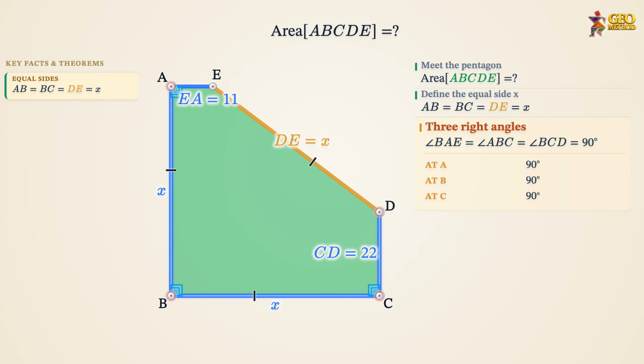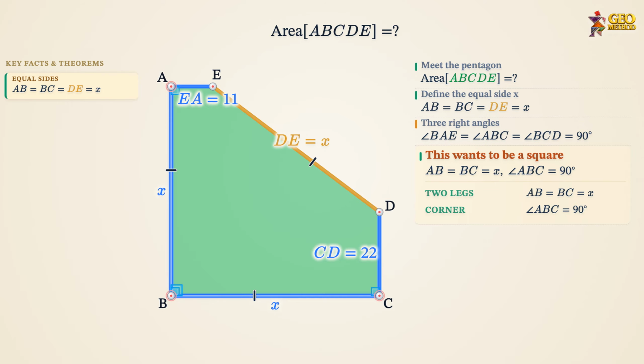Notice the three square corners. The angles at A, at B, and at C are each 90 degrees. So side AB, side BC, and side CD turn like a neat staircase, each a right angle from the last.